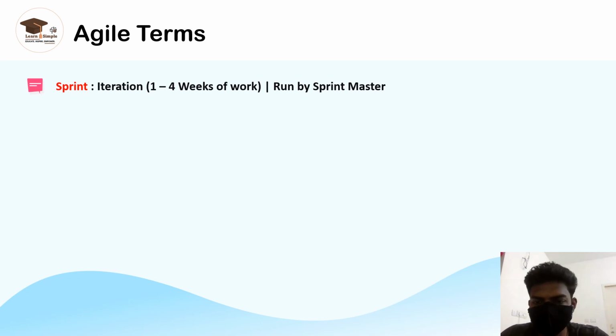So this will be the amount of work which the team will be addressing for the next couple of weeks. So what is meant by sprint? Sprint is generally 1 to 4 weeks of work. Basically, in other words, it is called an iteration, run by the Scrum Master, where the development team will put in efforts to address all the points which have been defined as part of the sprint backlog.